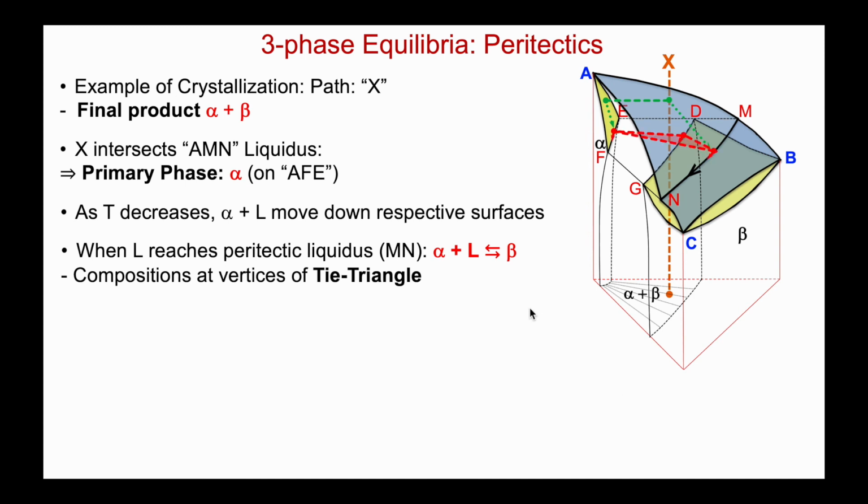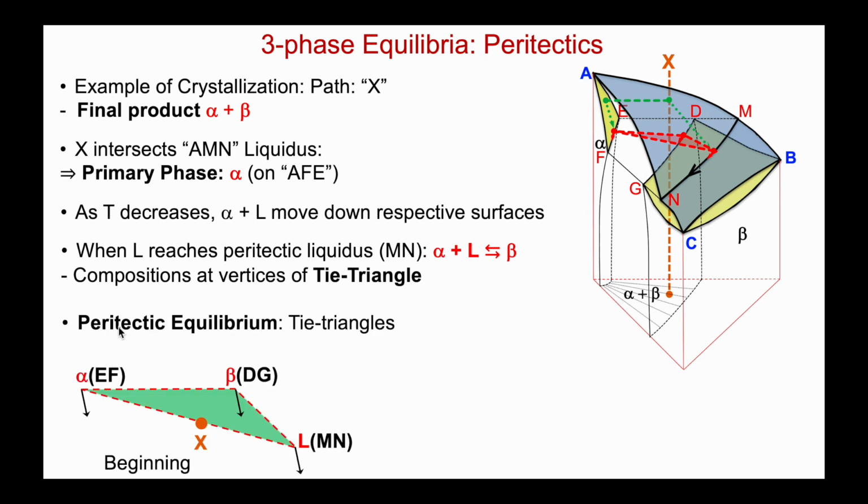So let's add one. So when I first reach the peritectic, where the liquid first reaches Mn, this is my liquid on the right. This is that alpha composition. It came down its solidus surface. Now it's somewhere on this line EF. And we're about to form a new phase, beta, and beta at the other vertex of the tie triangle will lie on DG. Let's blow up that tie triangle so we can show it a little bit more clearly.